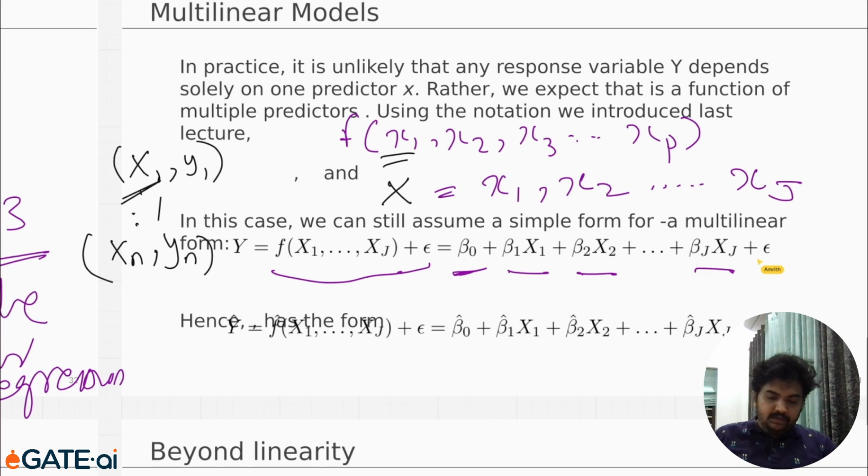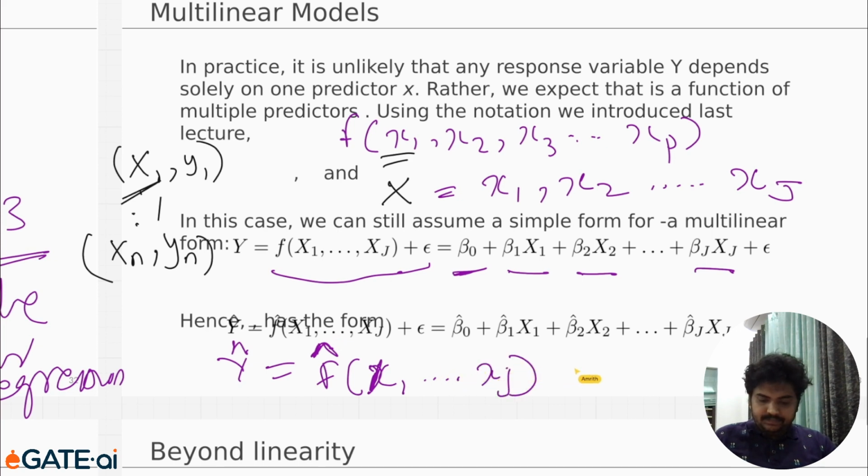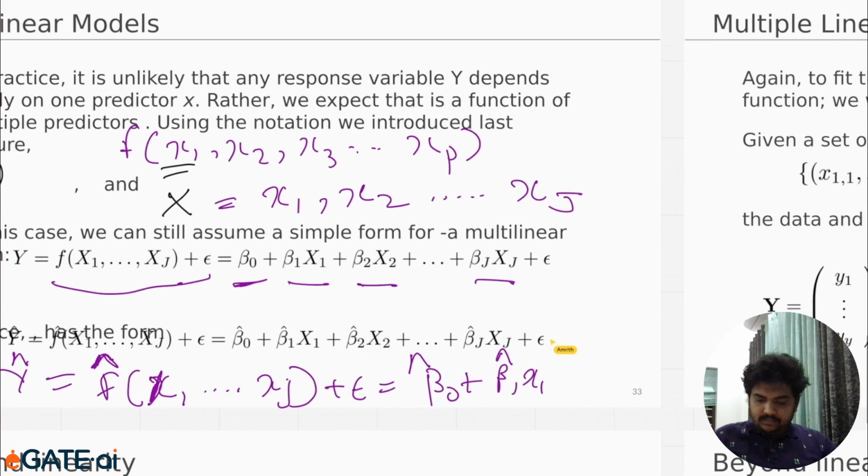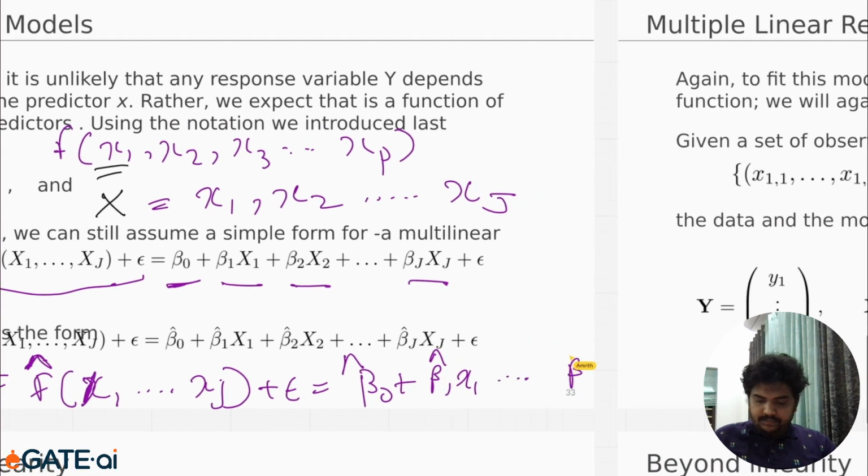So naturally we are talking about the data that is originating from f of x1. So we are learning f hat for predicting y hat, where we are using values from x1 to xj, where we can say that there is a beta 0, beta 1 x1, up to beta j xj.